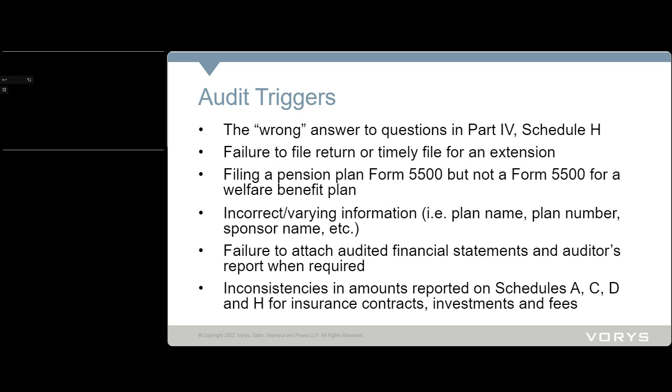Failure to attach the audited financial statement and the auditor report when required, and then inconsistencies in amounts that are listed in the schedules A, C, D, and H for insurance contracts, investments, and fees. To the extent that they see things aren't lining up, they're looking at that. So that's just a general overview. Again, I would say the Form 5500 continues to be important.